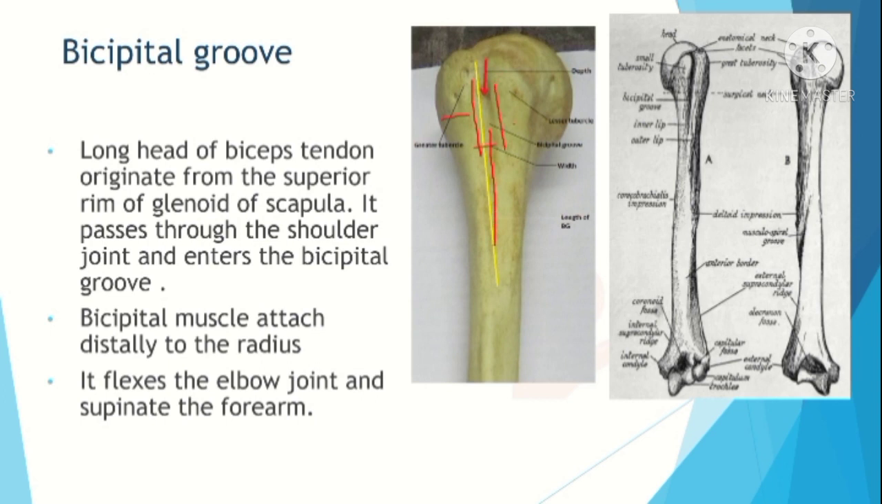This is the lateral lip. This is the medial lip. Why? Because the lateral lip is present on the lateral side, and the medial lip is present on the medial side, and the center is the floor because it lies between the lateral and the medial lip. And I already explained why it is called the bicipital groove: because the biceps muscle passes through that groove, it is termed the bicipital groove.